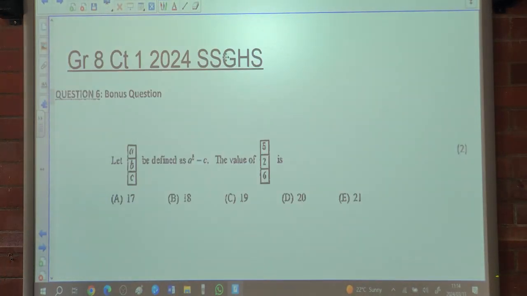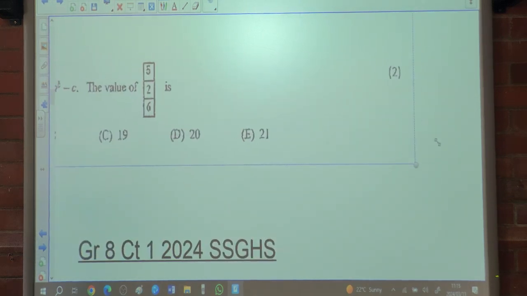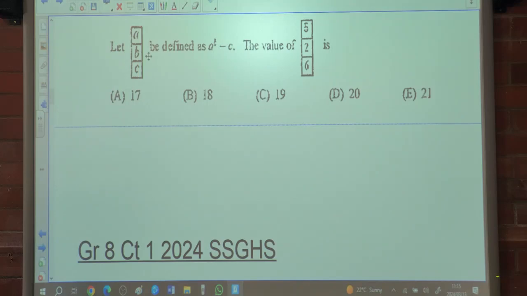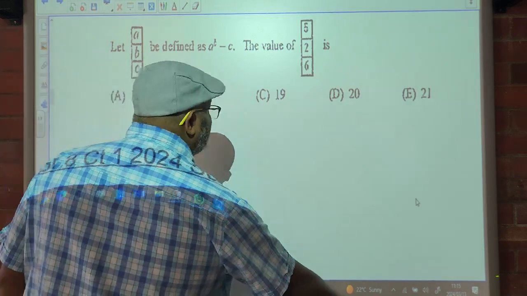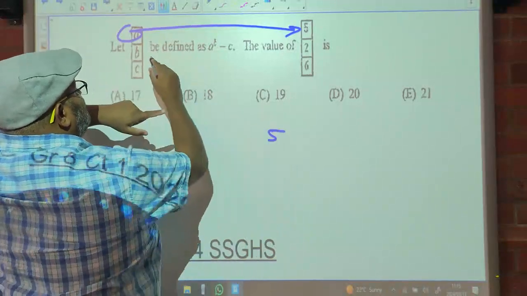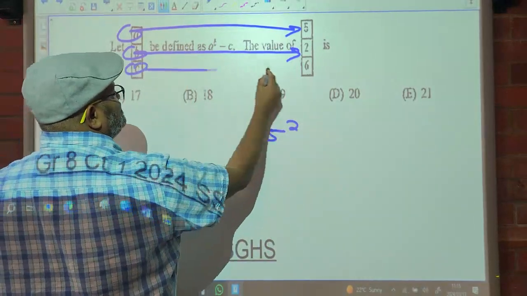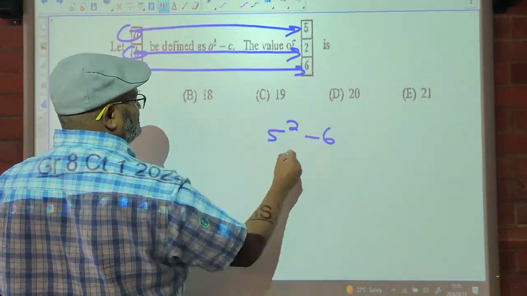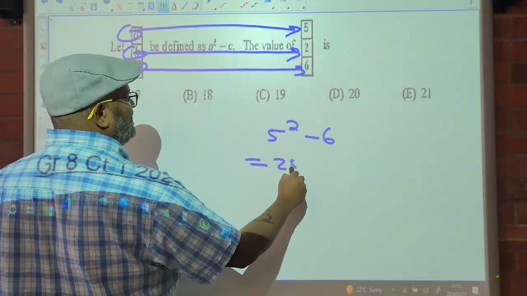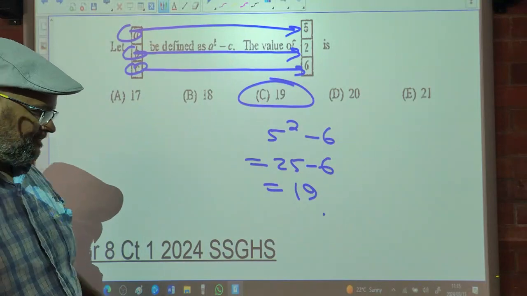The bonus question. So we are told that this is defined by A, B, C is defined as A to the B minus C. They want to know the value of it. So in A's place you got 5. So it's going to be 5. In B's place you got 2. So it's 5 squared. And in C's place you got 6. Minus 6. So 5 squared is 25. Minus 6 is 19. Which makes the answer C.